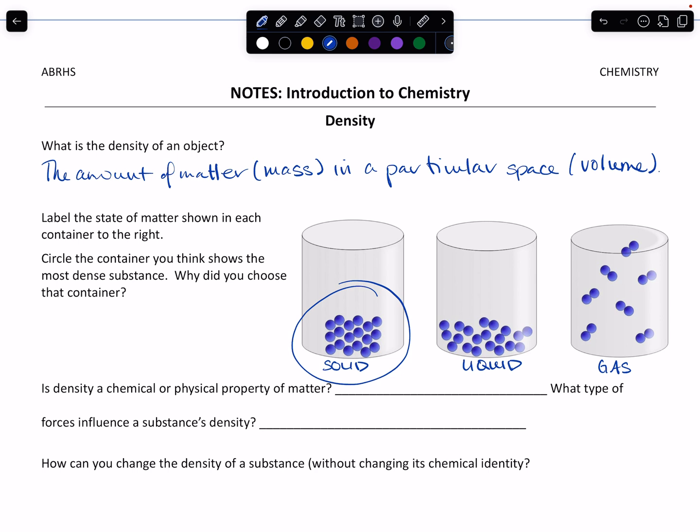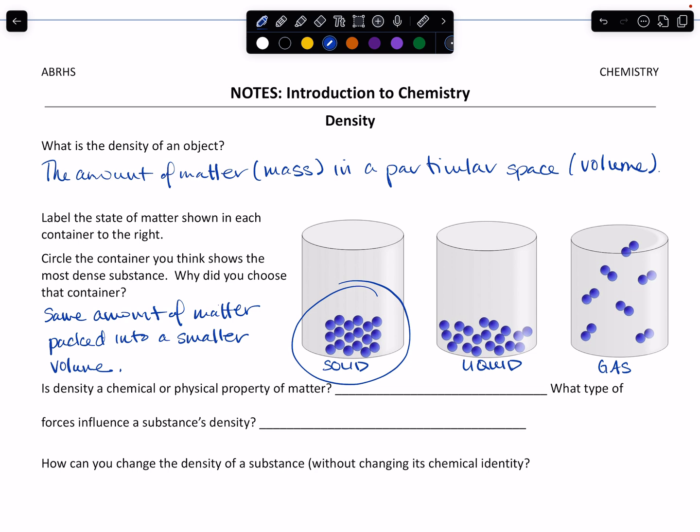All right, so why did we choose the solid state? Because we have the same amount of matter packed into a smaller volume. So as that volume decreases, the density is going to increase. As the mass increases, the density also is going to increase. And we're going to see in a few minutes when we look at the formula for density how the variables are related to one another.